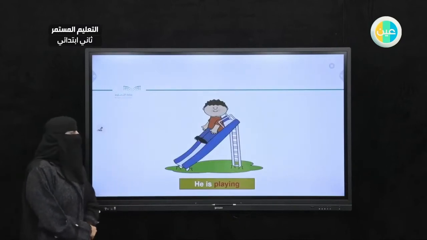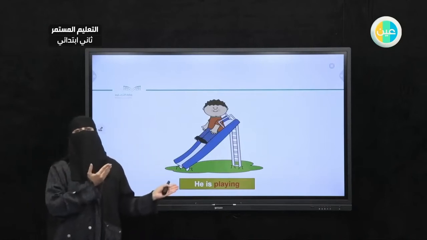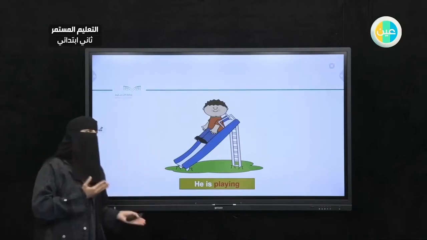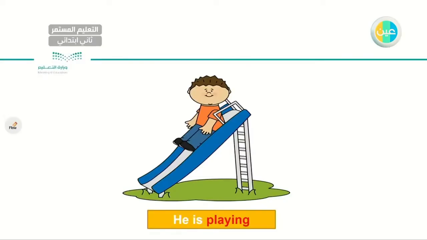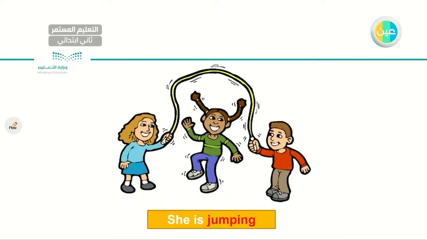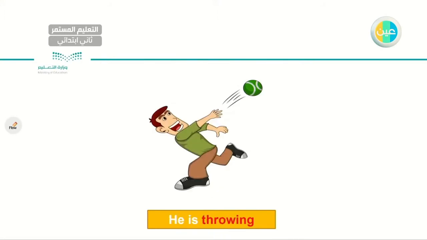So let's read. If I ask you, what is he doing here? He is playing. Very good. Let's go to the next one. How about her, the girl in the middle? What is she doing? She is jumping. Very good. How about this man? What is he doing? He is throwing. Very good. I can see that he is throwing a ball, right? So again, he is throwing.